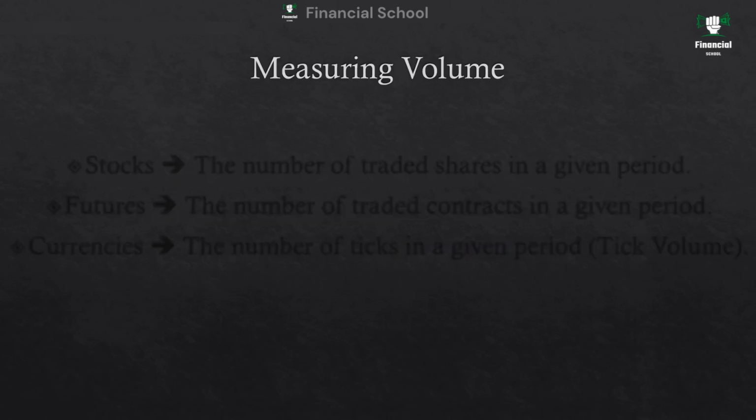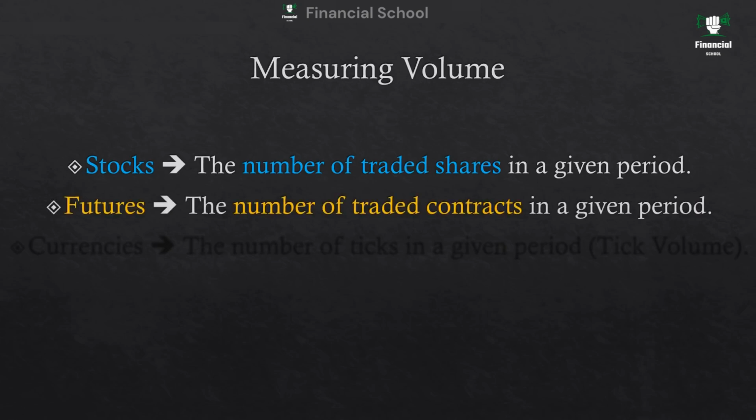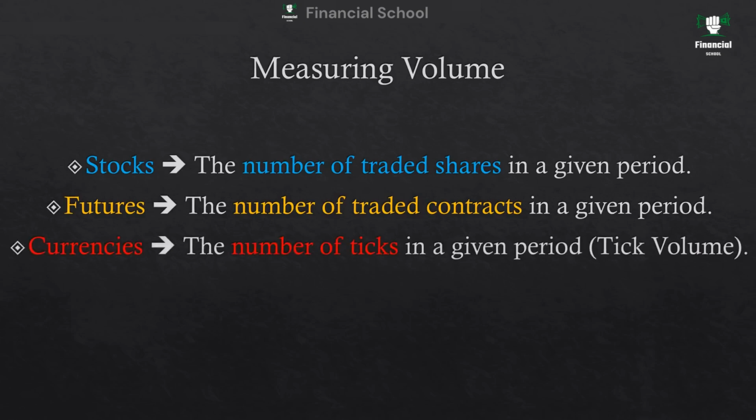For example, if we are talking about stocks, volume is measured by the number of traded shares in a given period. If we talk about futures, volume is measured by the number of traded contracts in a given period. And if we talk about currencies, volume is measured by the number of ticks in a given period. A tick is simply the minimum price change, so tick volume is nothing more than the number of times that a currency has produced the minimum possible price change within a given period.